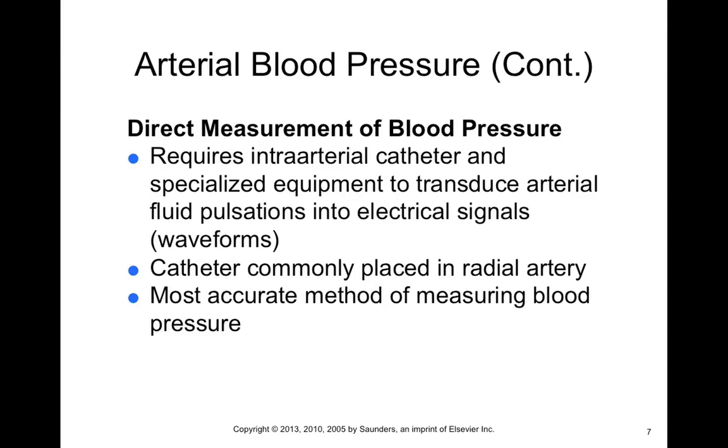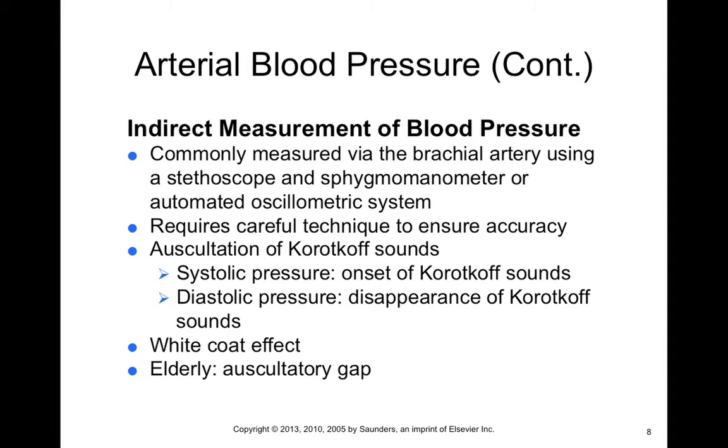So intraarterial catheterization would be a more useful method of measuring blood pressure during things like surgery. Otherwise, with just a routine checkup, we can measure blood pressure at the brachial artery using a stethoscope and a sphygmomanometer. And this requires careful technique to ensure accuracy. All this requires, though, is to use your sphygmomanometer, which is basically your blood pressure cuff, and you'd pump this up until the point where you can't hear any whooshing of blood anymore through the stethoscope.